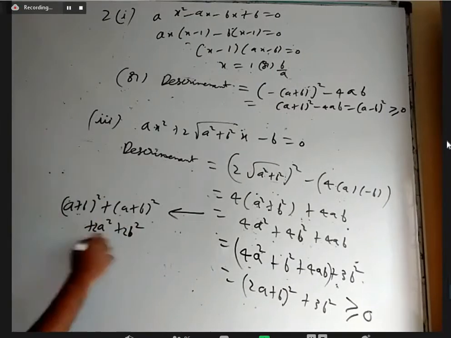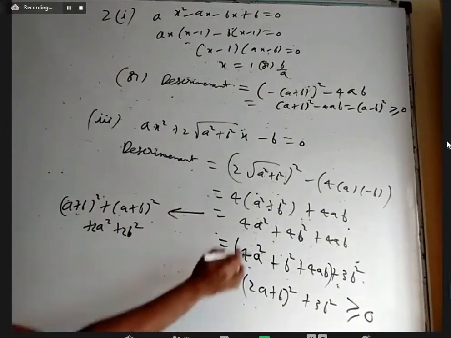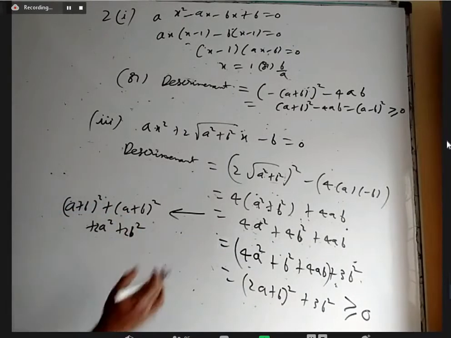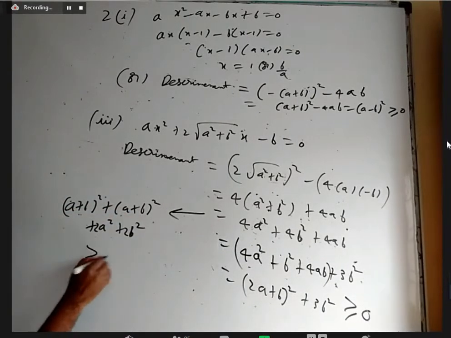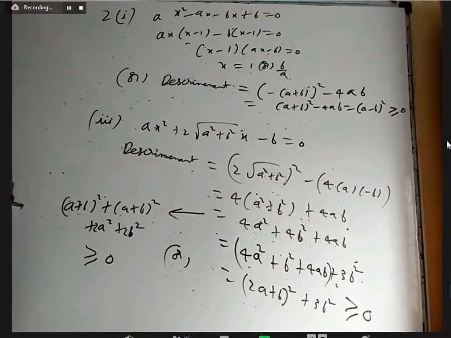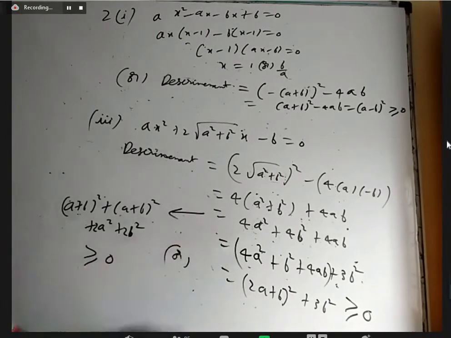Another way is a plus b whole square, because the 4ab I wrote as 2ab, 2ab. 4a square I wrote as 1a square here, 1a square, 2a square here, 1b square, 1b square, 2b square. You can say this is also greater than or equal to 0. So you can write it this way also. Anybody want to tell some other way of writing this as a perfect square?